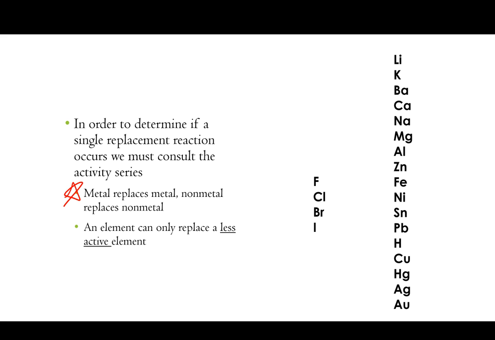And to determine if a single replacement reaction occurs, you have to look at this thing called the activity series. So this is the activity series. This is on your periodic table. At the top are the most active elements. At the bottom are the least active elements. So an element can only replace a less active element.